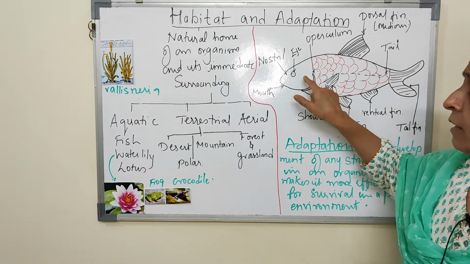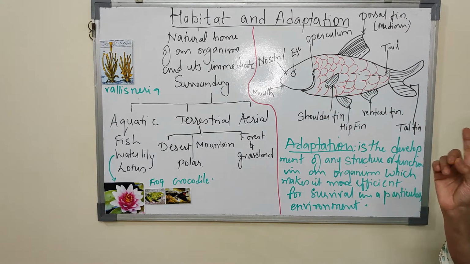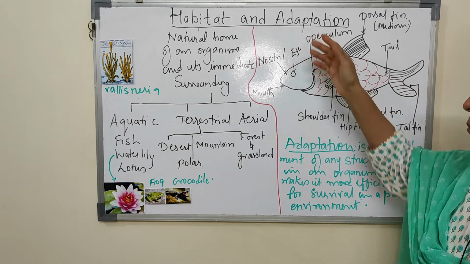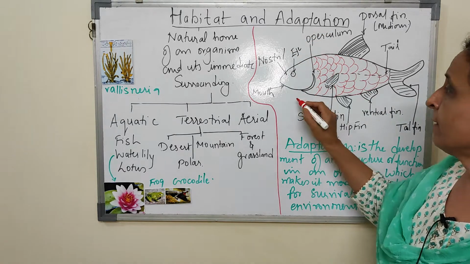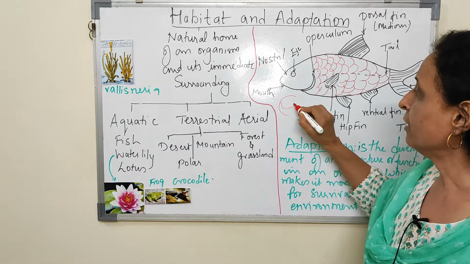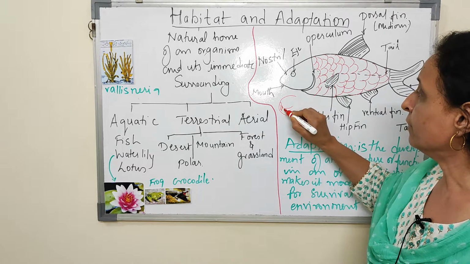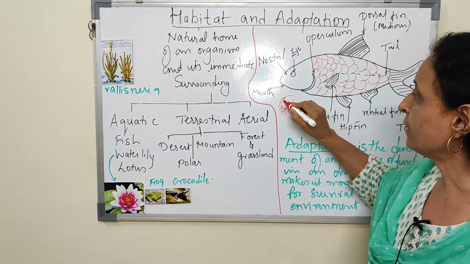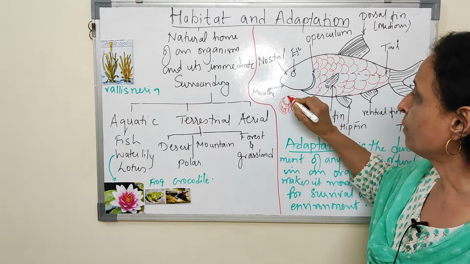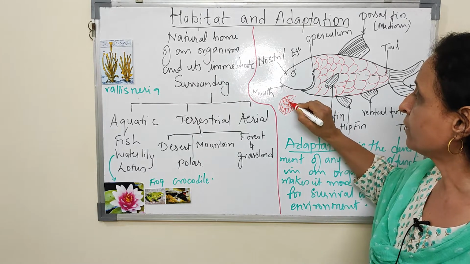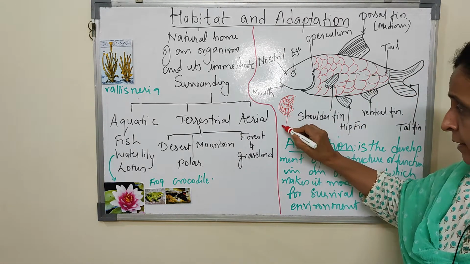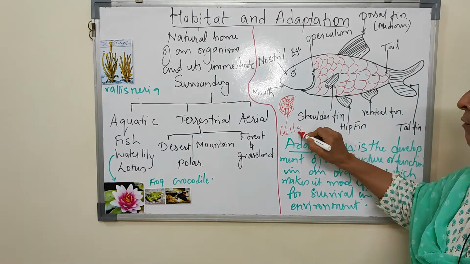Then it does not have lungs to breathe. It has got gills. If you remove this structure, operculum, you will see the gills are present. Gills are like lungs. There are folds which are present. If you remove this operculum, there are folds which are present. Those are gills, and they carry out respiration with the help of gills.